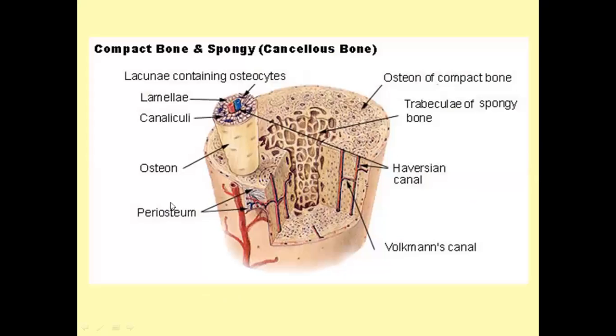This is a cross section of a bone where you can see various structures like the periosteum, canaliculi, osteon, Haversian canal, osteon of compact bone, trabeculae of spongy bone, etc.